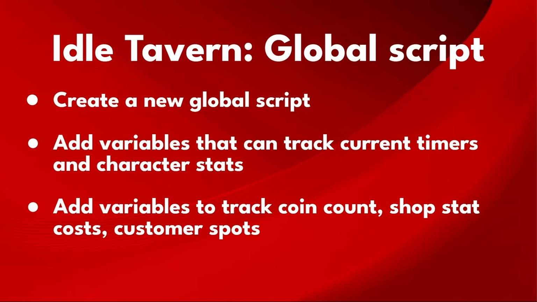All right, in this section, we're going to create our global script. As you know, a global script is a great way to share variables between all the other scripts in our project. The first thing we'll do is start off creating that global script. We'll then add some variables that we can use to track the current timers and character stats. We'll also add some variables to track the current coin count, shop stat costs, and customer available spots. Now let's go ahead and jump right in.